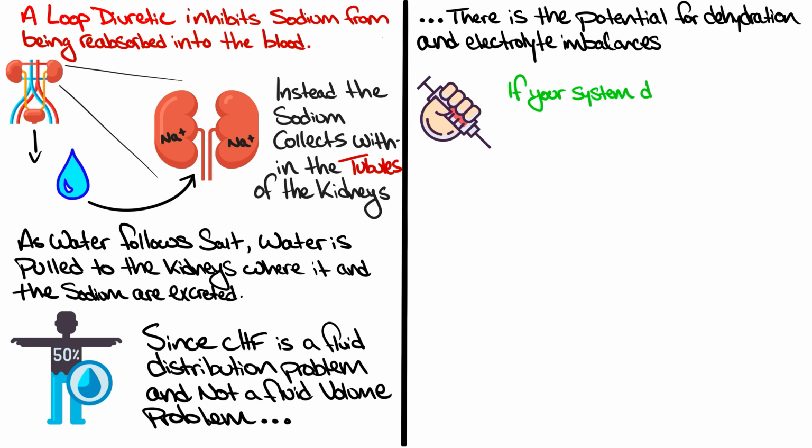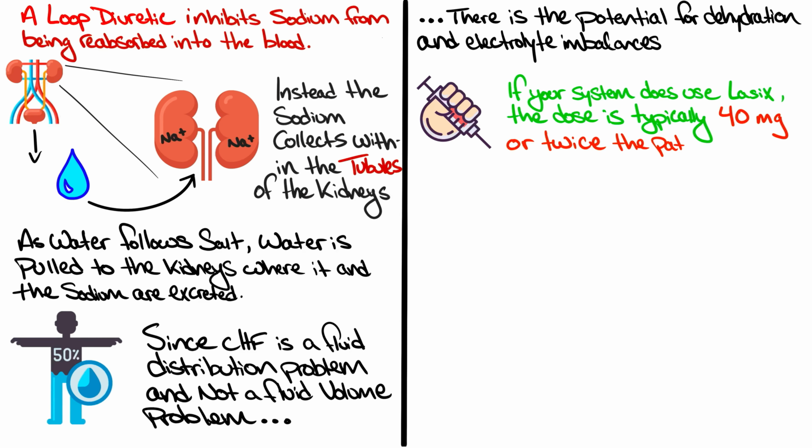But if your system does use Lasix, the dose is typically 40 milligrams or twice the patient's daily dose to a maximum of 100 milligrams. Question 24. This is going to be a quick one.